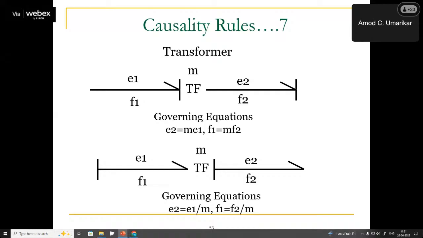Similarly, if you are applying effort at the transformer, then E2 = M E1 and F1 = M F2. That is, E2 = M E1, we are applying effort at the transformer, so E2 is a function of E1. Similarly, we are applying F2 at the transformer, so therefore effect is F1. Are you getting?